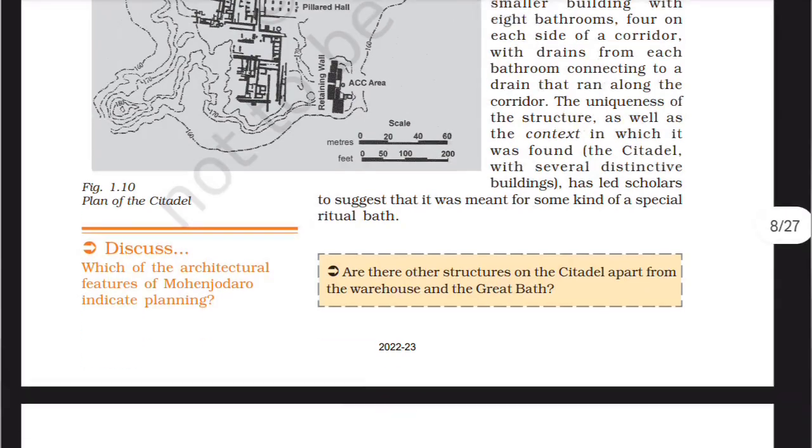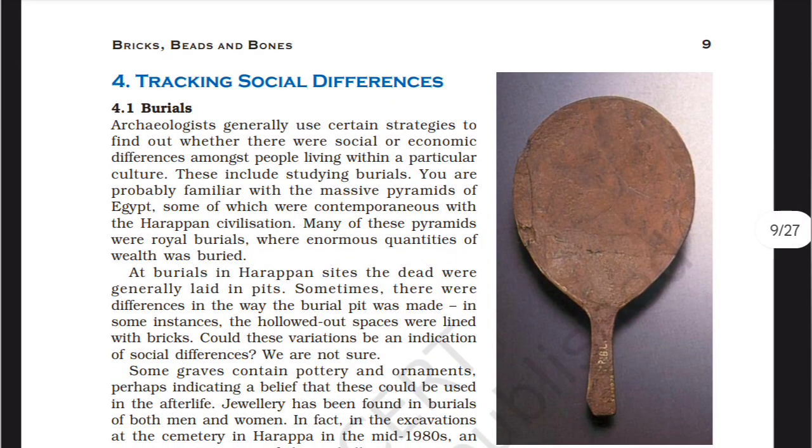Now moving to the next part, which is tracking social differences. How can we track the social differences in the Harappan civilization? Our first part is the burials. Burials are how dead bodies were laid down after the death of a person. During the Harappan civilization, they were laid in pits, hollowed out spaces lined with bricks, and some had pottery and ornaments. This showed that maybe they believed in an afterlife.